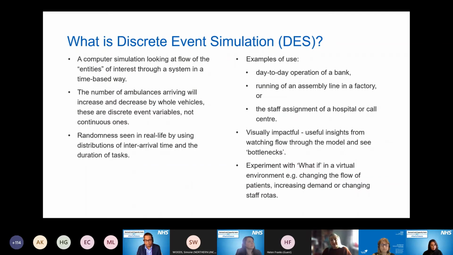So we might automatically think about patients, but we've also done projects in the past involving, for example, ambulances. And we modelled in a discrete event simulation the impacts on the various trusts across our region around increasing demand for ambulances, and also the change in the clearance times and the handover times at those trusts, to work out for the different trusts which ones had the greatest impact.